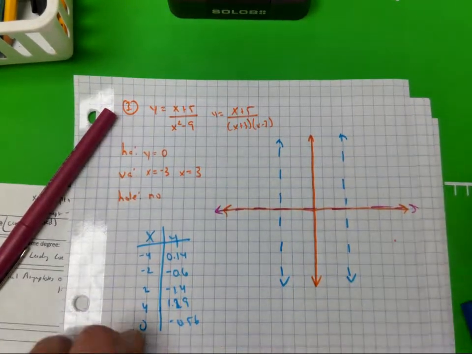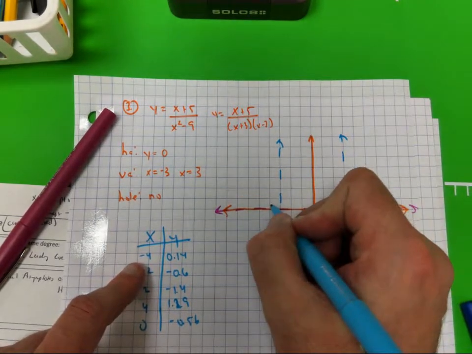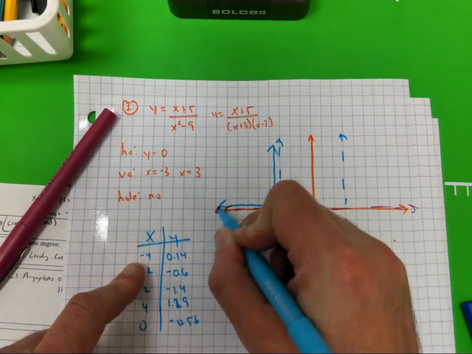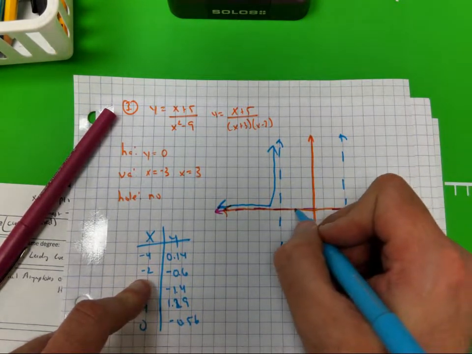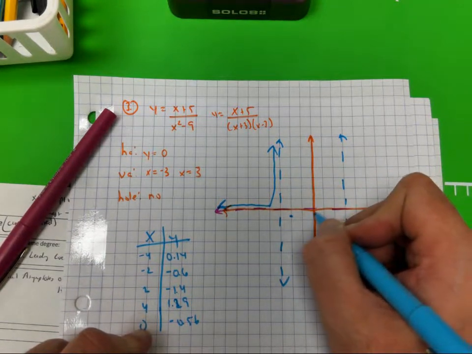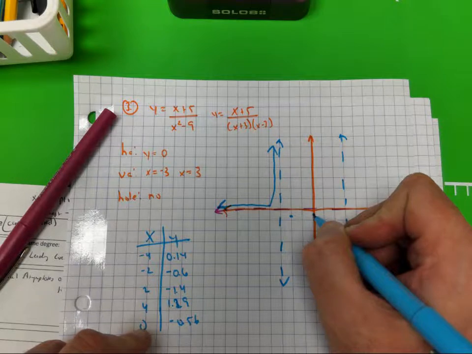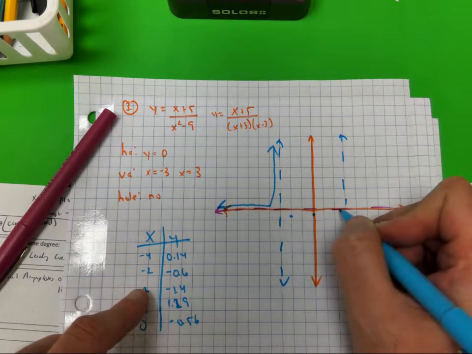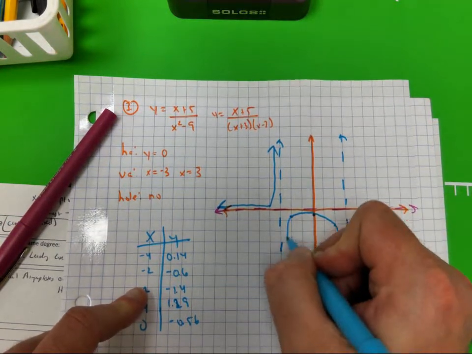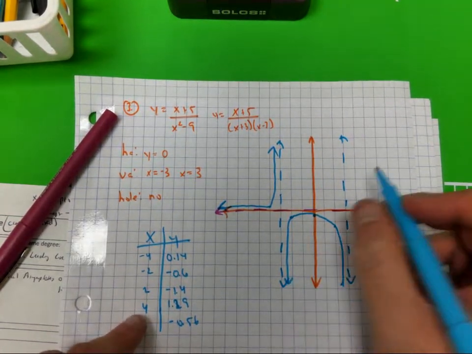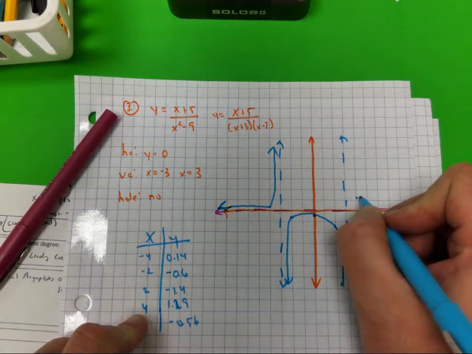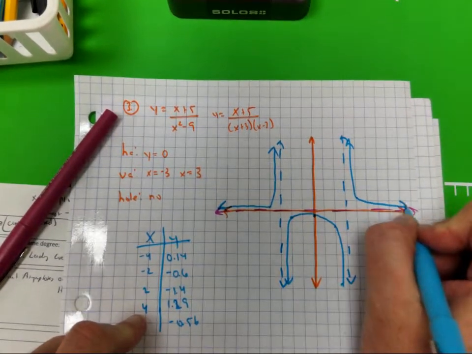Okay, so I'm going to graph that. So I have negative 4, very small. Negative 2. 0, 2, and then 4 was 1.3.